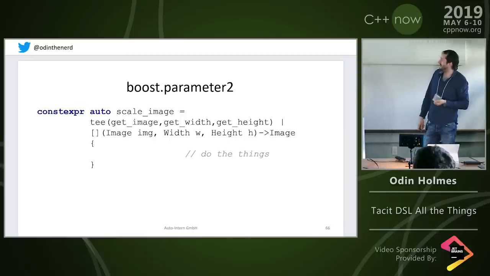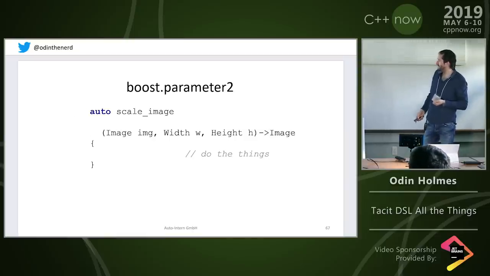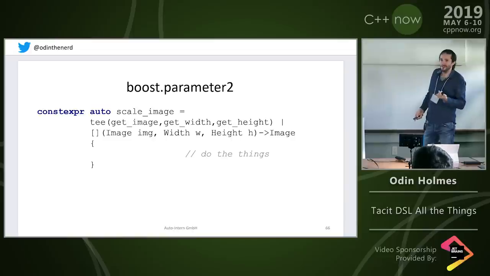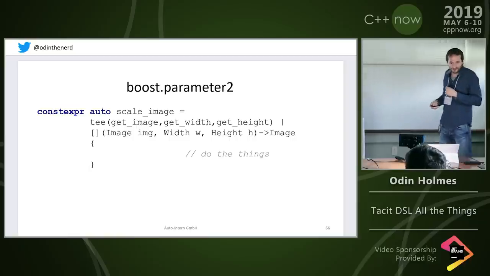The point is, this is one line of code. This is how you'd write the function otherwise, and this is how you'd write the function with fancy parametery stuff. So we've basically replaced Boost.Parameter with a more powerful thing in one line of code, because this composes well. This is going to become a recurring theme.